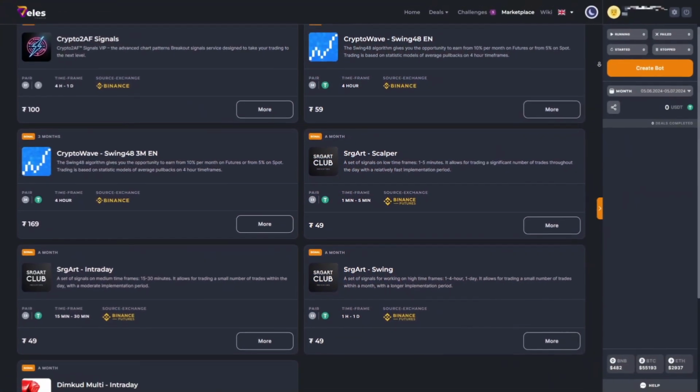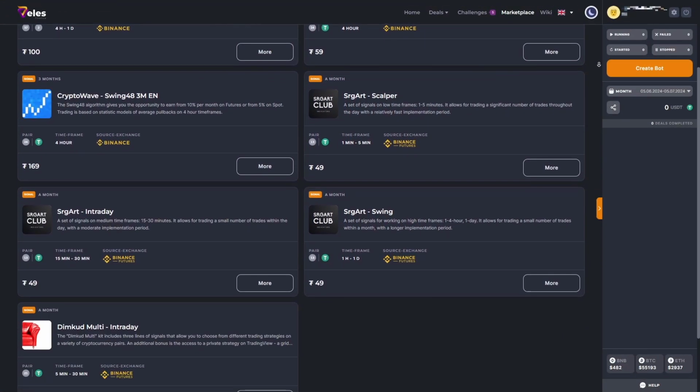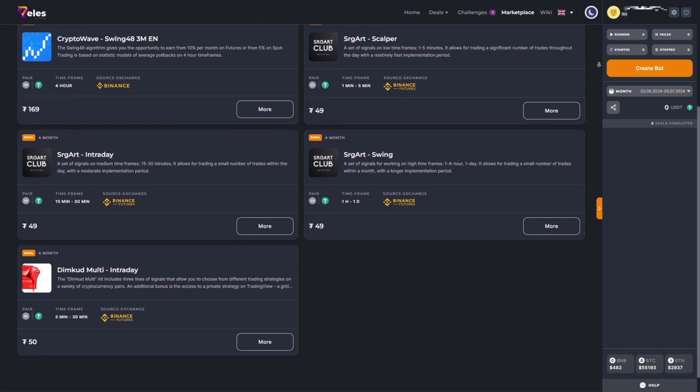The platform also has a marketplace where you can subscribe to various and useful indicators that provide signals for trade entry.